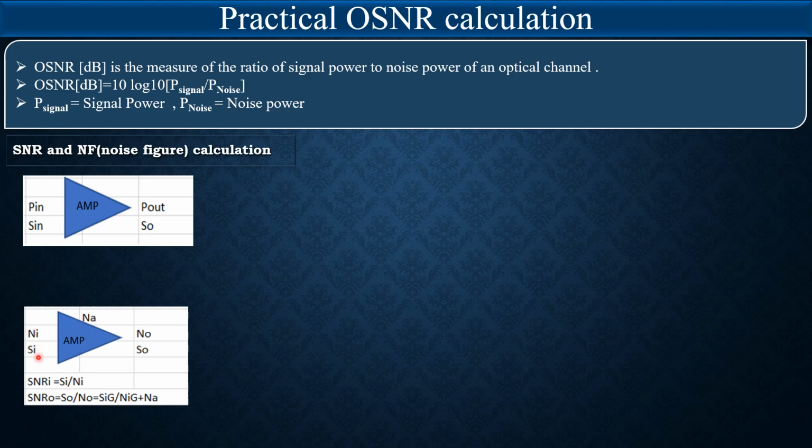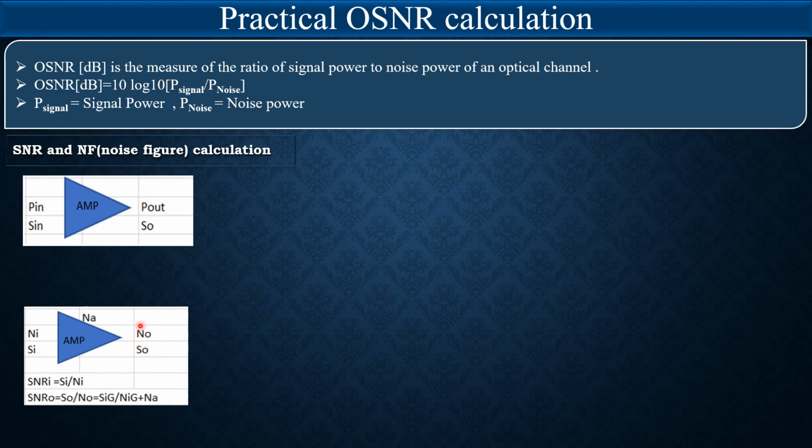You can see here, this is the noise power N i at input. This is the signal power at input. This is the noise power at output, or you can say the output noise power. This is the output signal power. Signal to noise ratio at input is equal to signal power at input over noise power at input. Signal to noise ratio at output is equal to signal power at output over noise power at output.